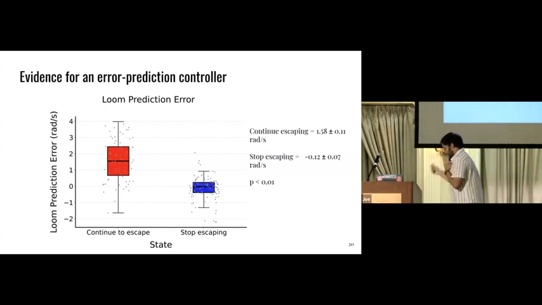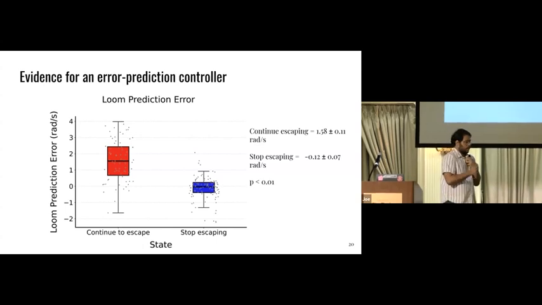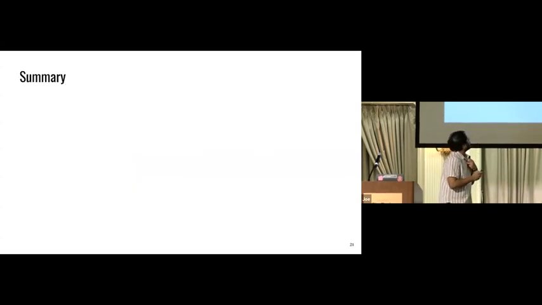Currently, as we speak, we're taking more data. We're trying to fit more models, and we're trying to figure out what the exact functional form is that the fishes are using. But we believe that we have evidence that the fishes use an error prediction controller instead of it just being a simple threshold.